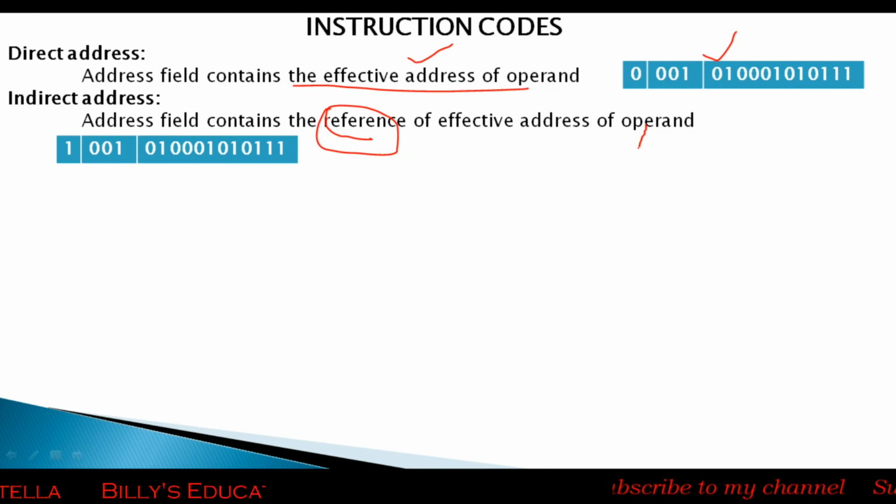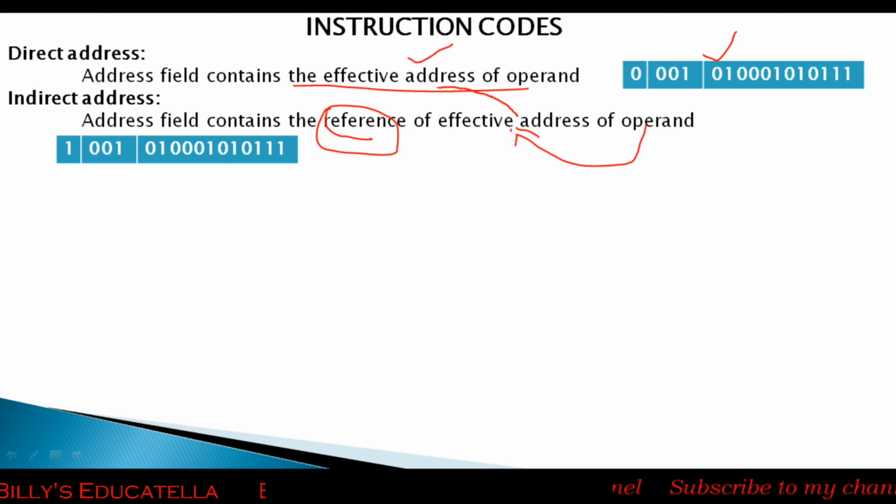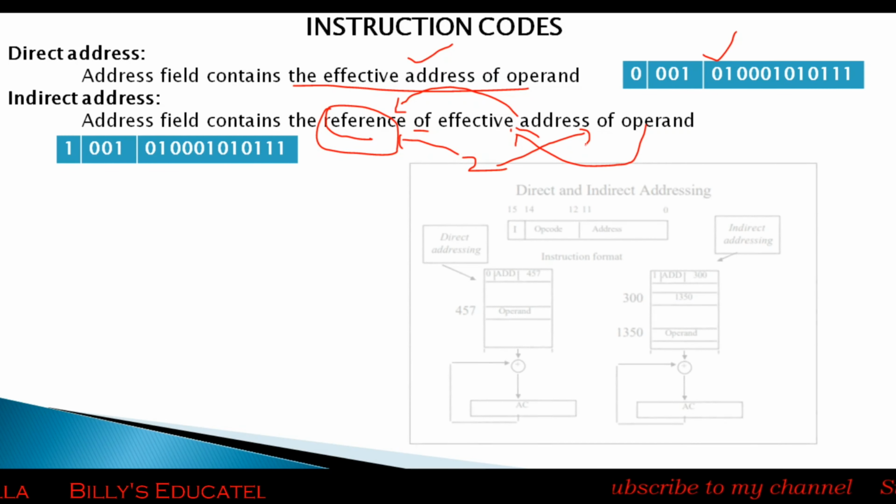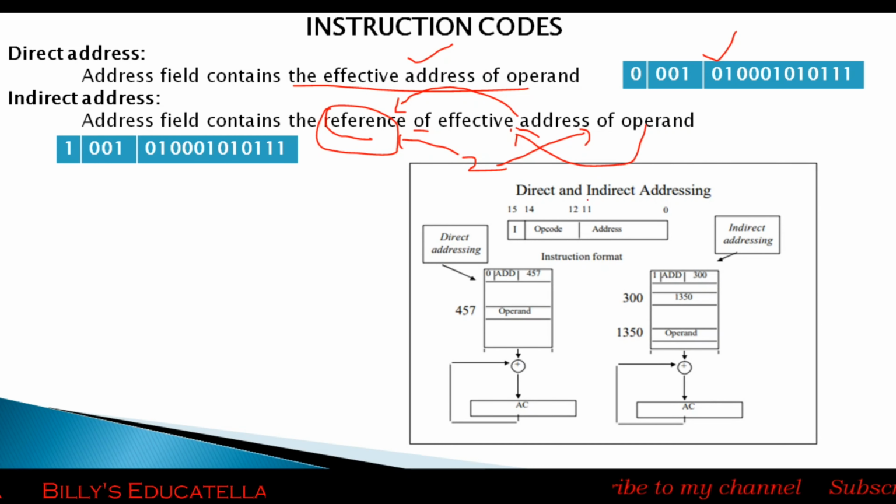This operand is present in this address location, and this address location is specified by another address. Here there will be two different addresses. One address stores the reference and the other address stores the operand value. Coming to the hardware implementation, direct and indirect addressing.